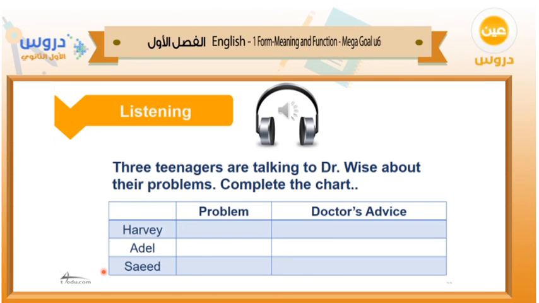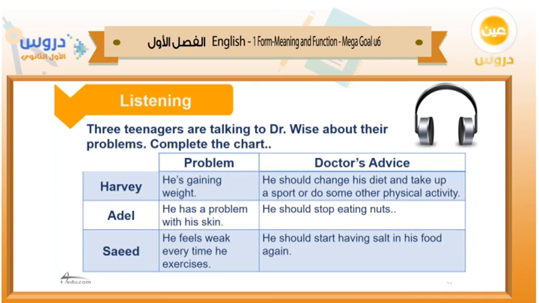All right. Now you should write the problems as well as the doctor's advice, and we can check it together. As you can see, for Harvey, he is gaining weight, and the advice is he should change his diet and take up a sport or do some other physical activity. Idel has a problem with his skin. He should stop eating nuts. And Saeed feels weak every time he exercises. He should start having salt in his food.